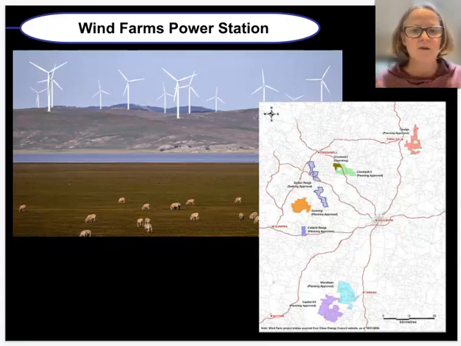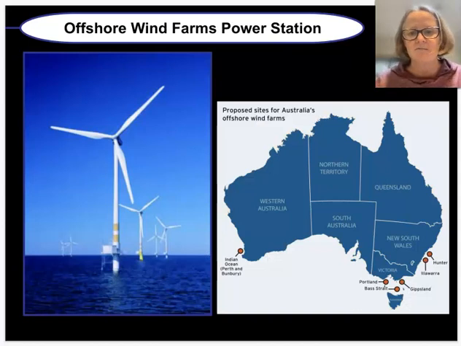You can have wind farms offshore, but there are none in Australia. This is a map here of some proposed sites of offshore wind farms, and that's where we put the giant windmill actually into the sea. This is very popular in areas of Europe, for example.